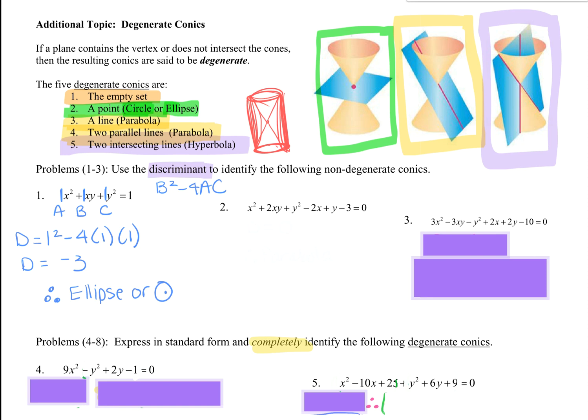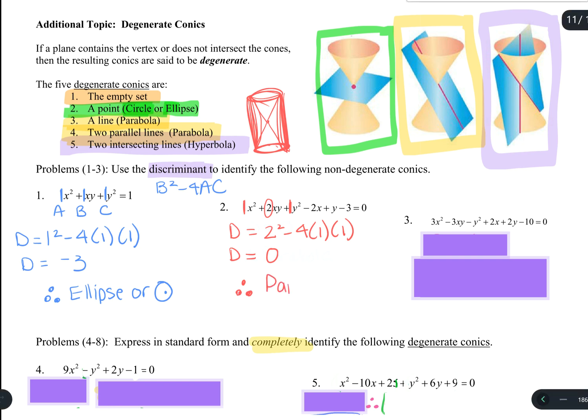Next, I want to identify the number 2. So number 2, again, my a is the coefficient of the x squared, the b here is the coefficient of the xy, and the c is the coefficient of the y squared. So my discriminant is equal to 2 squared minus 4 times 1 times 1. So I get my discriminant is 4 minus 4, which is 0. And based on what you guys learned previously, if the discriminant equals 0, we know that it is a parabola.